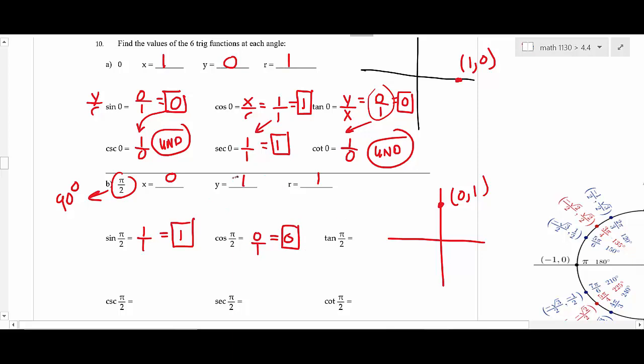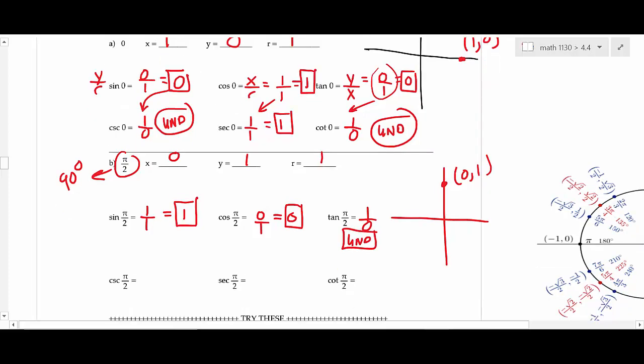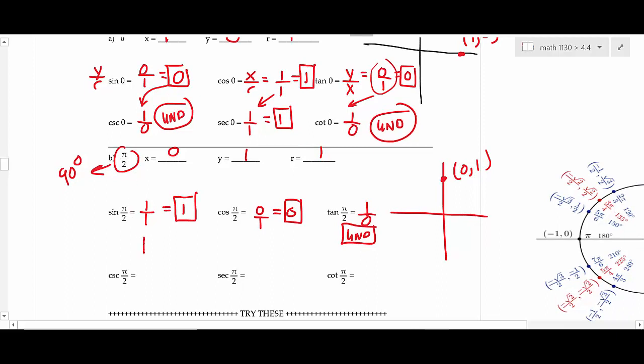Okay, the tangent's y over x, so that's 1 over 0, so what do you say? Undefined. Okay, so we have that, all right? Then you can do the reciprocals. The cosecant would just be the reciprocal of the sine, so that's still 1. The secant is the reciprocal of the cosine, so that would be undefined. And then the cotangent would be the reciprocal of the tangent, that's 0 over 1, so that's equal to 0.